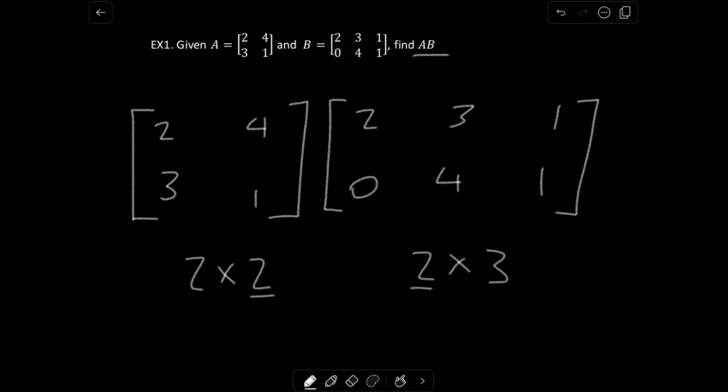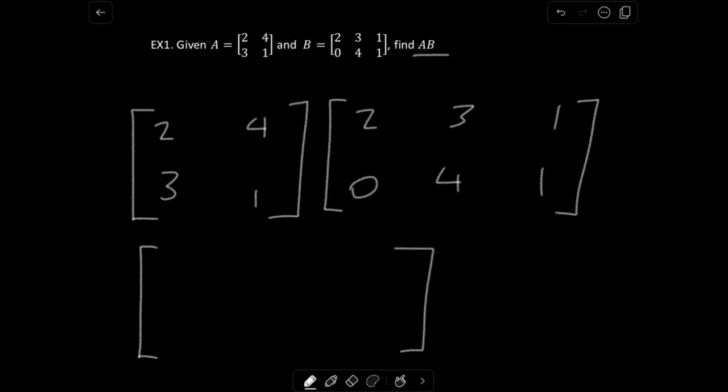So the inner numbers match. Yes, we can multiply them out. And what's the dimension of the resulting matrix? It's going to be a 2 by 3. That's the outer numbers. So I know that my resulting matrix is going to be a 2 by 3.